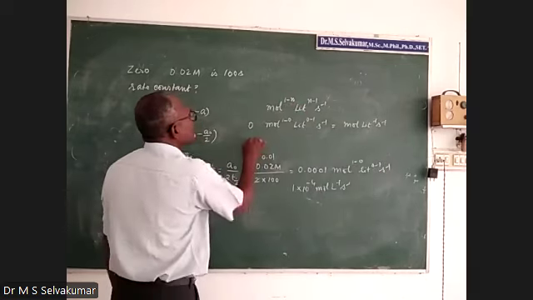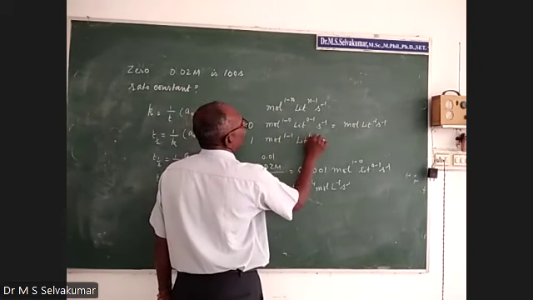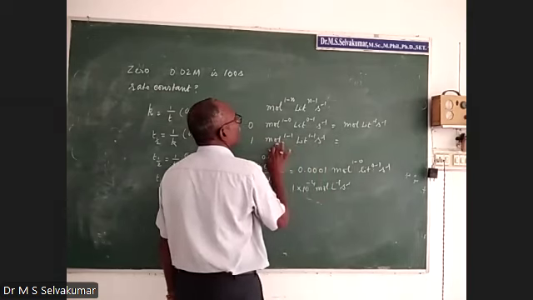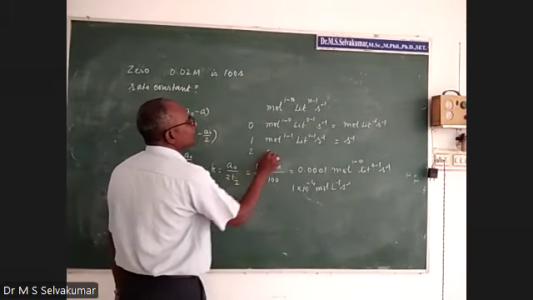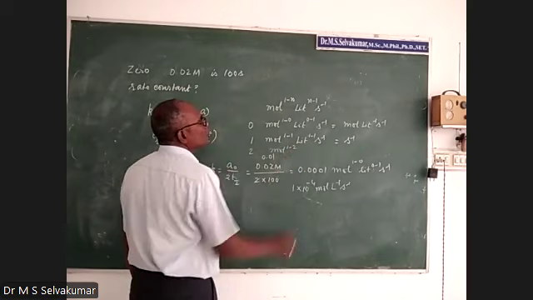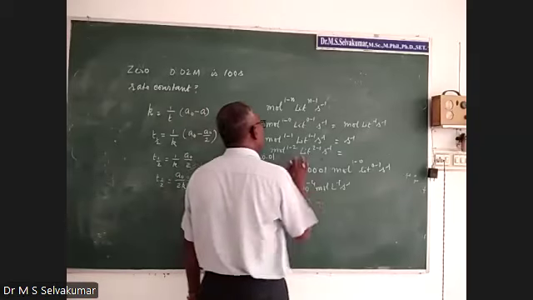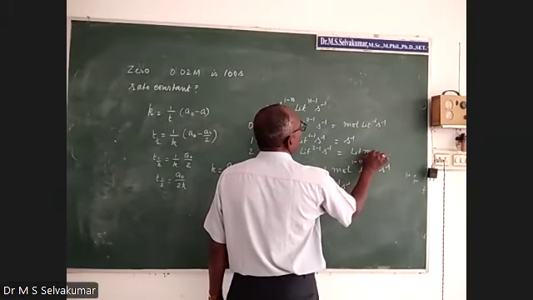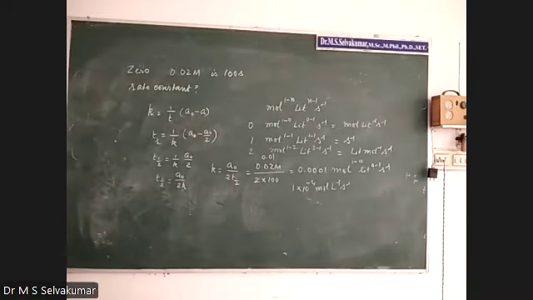If it is a first order reaction, mole power 1 minus 1, liter power 1 minus 1, per second. So mole and liter will vanish. You are getting per second. If it is a second order reaction, mole power 1 minus 2, liter power 2 minus 1, per second. So your unit will be liter per mole per second. So this general idea you should have. So whatever the order given, you can write the unit for the rate constant. Clear?